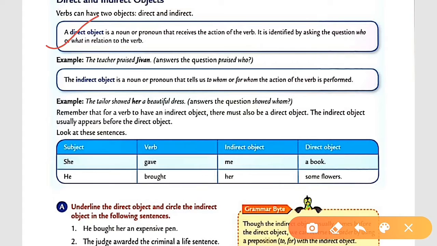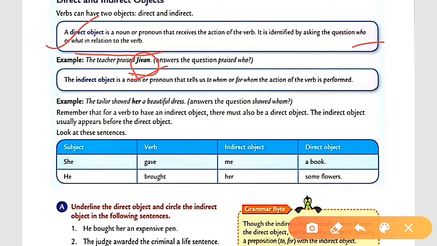First is the direct object. A direct object is a noun or pronoun that receives the action of the verb. It is identified by asking the questions who or what in relation to the verb, right? That is the direct object. Like, the teacher praised Jivan. Who praised Jivan? The teacher, right? Whom did they praise? Jivan. So that is your direct object.